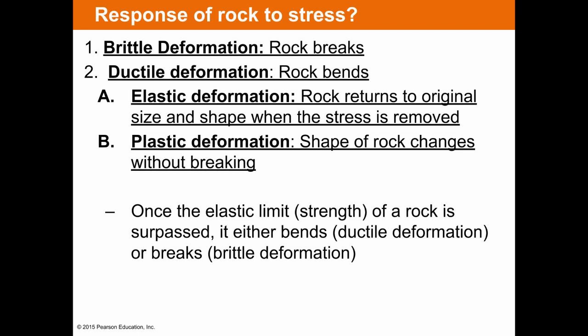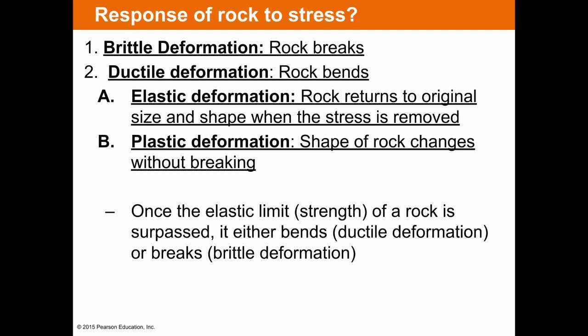What can happen to the rock? Two responses are available, a brittle and a ductile response. A brittle deformation happens when the rock breaks, because the rock is brittle and it breaks, right? A ductile deformation, as opposed to breaking, is a bending or a changing of the rock. And within that ductile category, we have subcategories of elastic and plastic deformation. Elastic deformation happens when the rock returns to its original size and shape when the stress is removed. Plastic is where the rock is changed in some way.